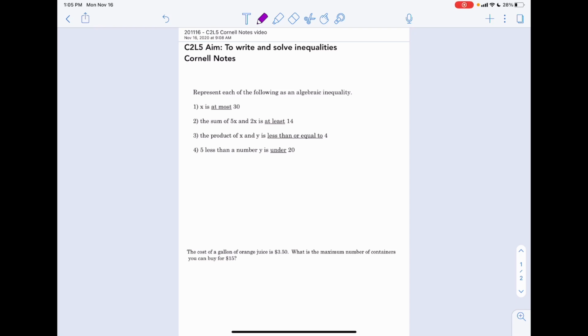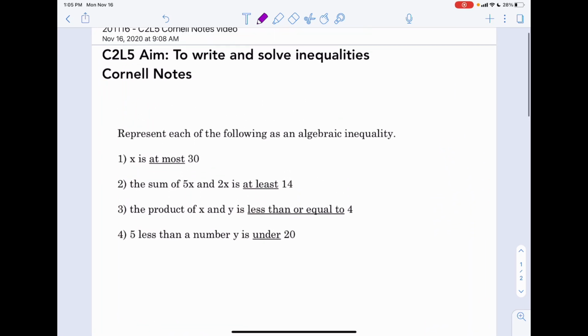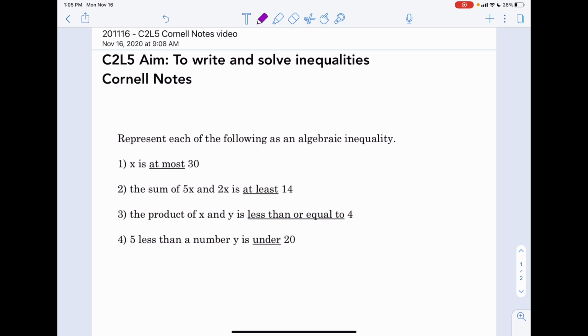All right, so chapter 2, lesson 5, we're going to write and solve inequalities, which is related to what we've been doing, but instead of an equal sign, we're going to use an inequality symbol. So let's go through these. Represent each of the following as an algebraic inequality.